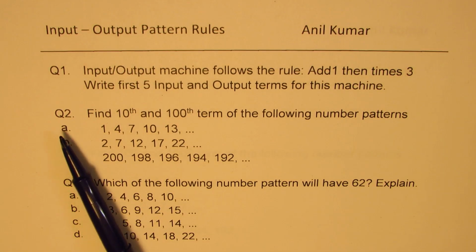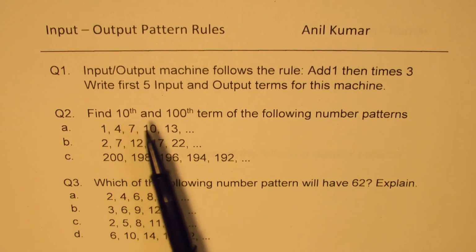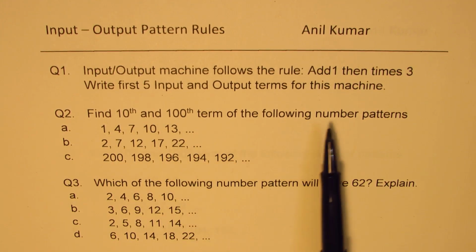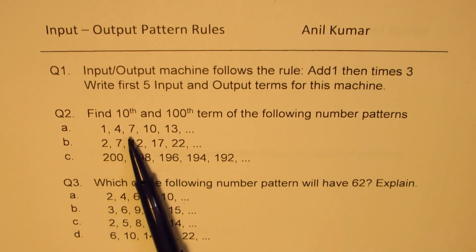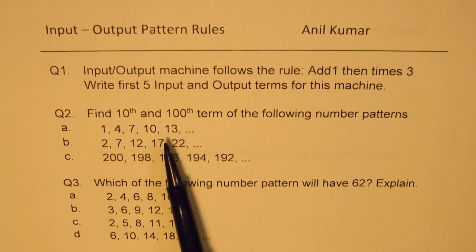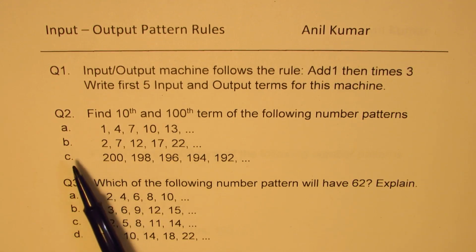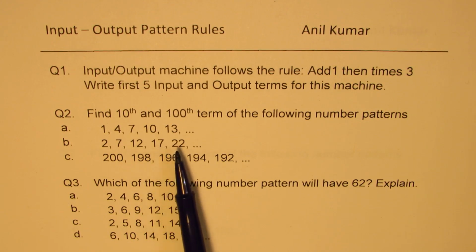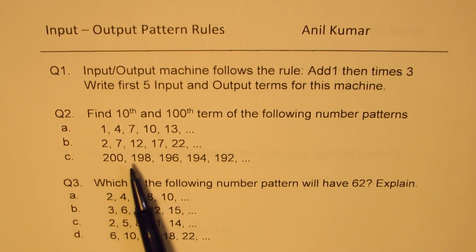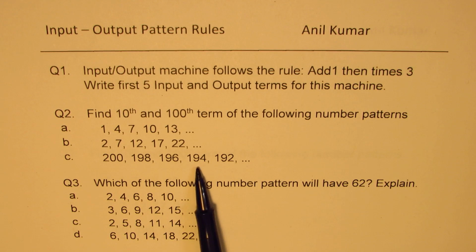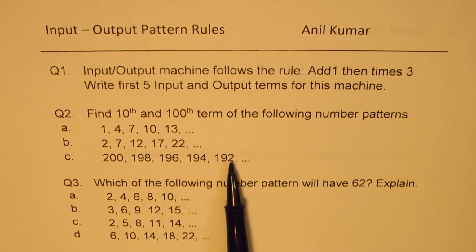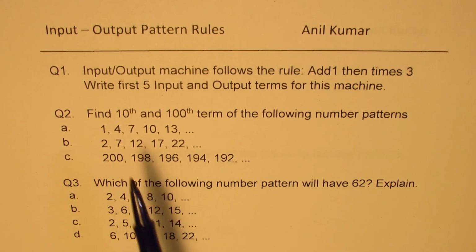Correct? Question number 2. Find the 10th and 100th term of the following number patterns: 1, 4, 7, 10, 13 and so on. Write the 10th and 100th term. 2, 7, 12, 17, 22 and so on. 200, 198, 196, 194, 192 is decreasing by 2 each time. But you need to write the 10th and the 100th term.